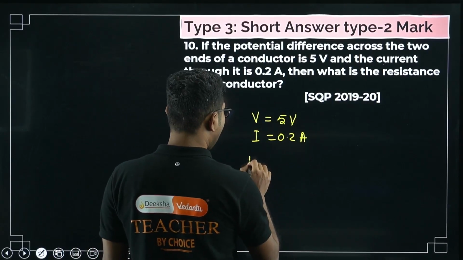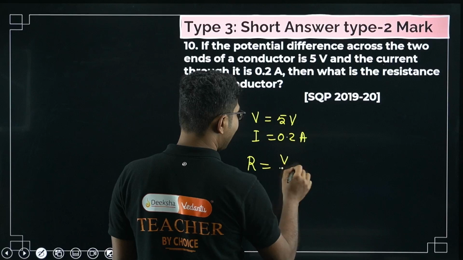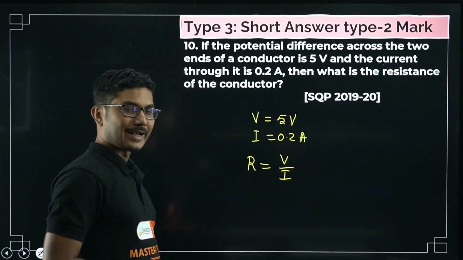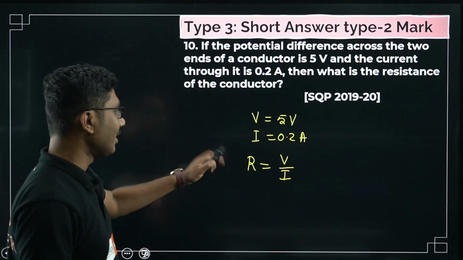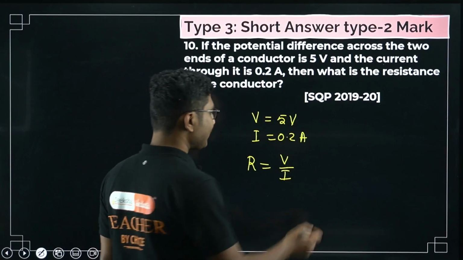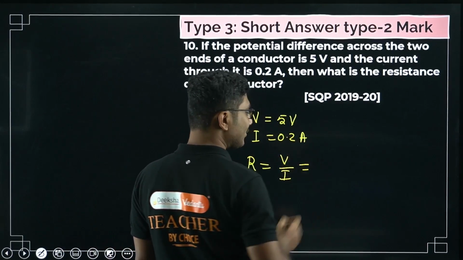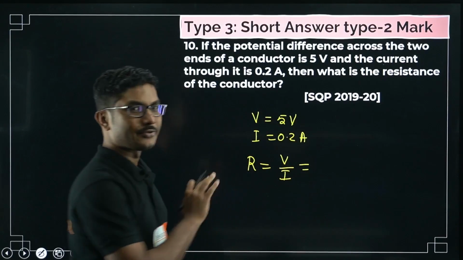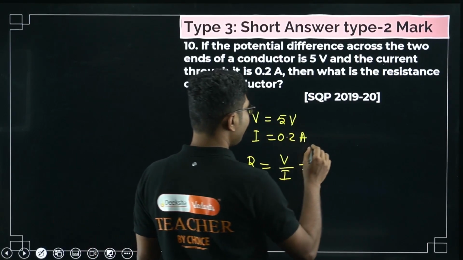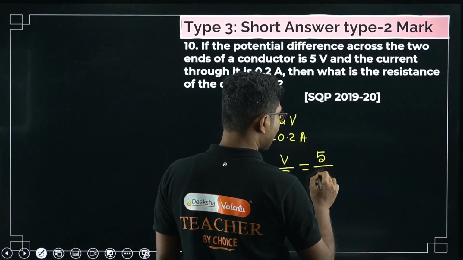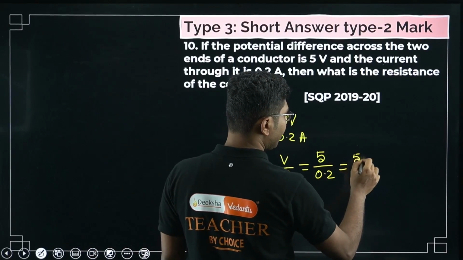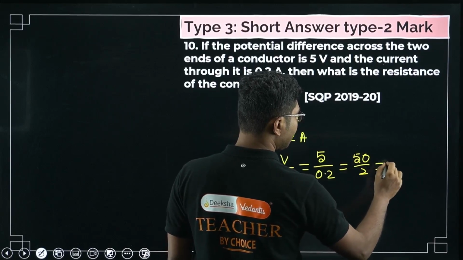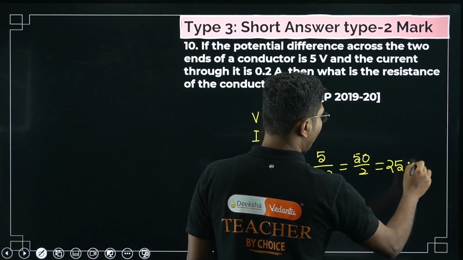Very simple. R is equal to V by I. I hope you can directly write this formula now, after solving so many problems and revising this formula so many times. V is equal to IR, so now you can directly use this formula. V is 5, I is 0.2, so it will be 50 by 2, that is 25 ohm.